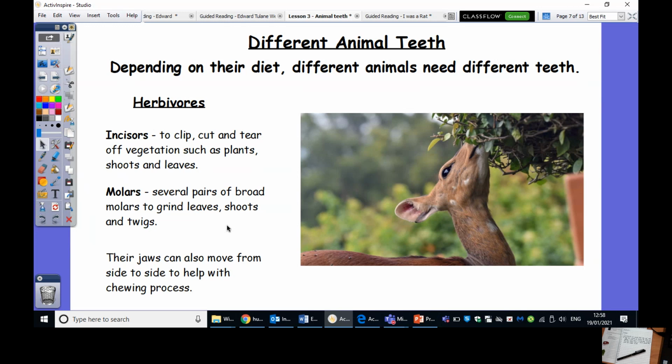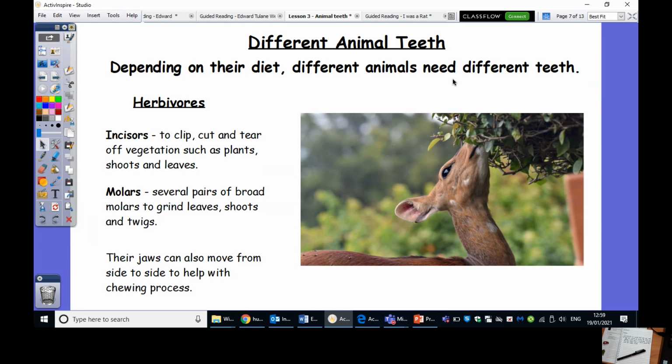Have a think. So the reason that they're going to have more molars is because the food that they're eating is a lot tougher. So they need to grind down food a lot more than a carnivore would have to, because things like leaves are really tough to break down in your mouth. So that's the reason why. They also have jaws that can move from side to side to help with the chewing process. So their jaws are also designed for grinding. So herbivores have incisors to cut off those leaves, and they also have molars to grind the leaves into smaller bits that are easier to digest.